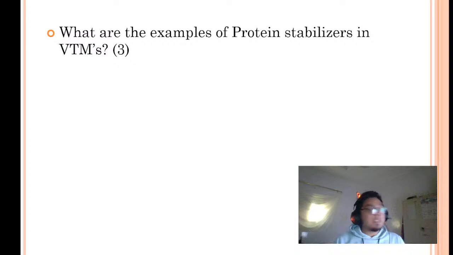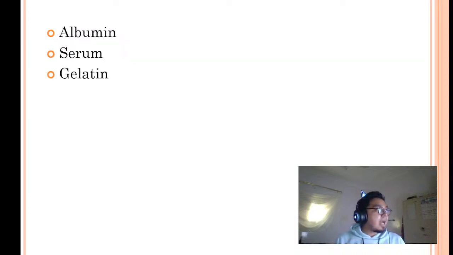Protein stabilizers in VTMs. All right. So we have albumin, serum, and gelatin. The main function of gelatin, please put this in your notes: it locks in moisture. Why do we need moisture? Because the cells need it. You need the moisture for the cells within the sample to metabolize the contents of the serum and the albumin. Okay. You guys can hear me clearly. Hopefully. All right, wonderful.